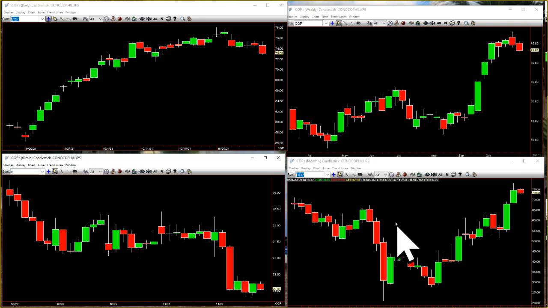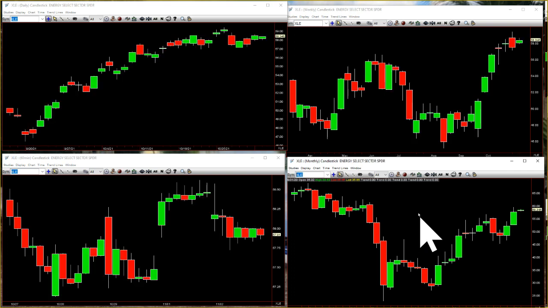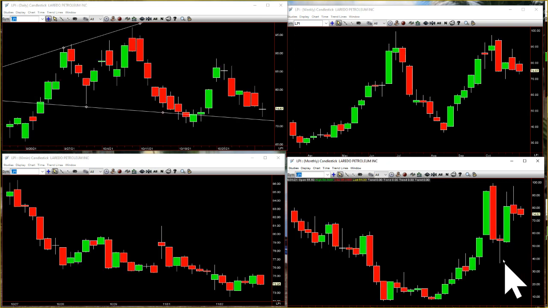See XLE. XLE was the 2-2 reversal. LPI, I mean, all of them were going. Look at that. There's a 3-2-2 that still hasn't completed yet, but that was nice. LPI went from 58, 59, spiked up to 92. And that's what I'm talking about with simultaneous breaks.